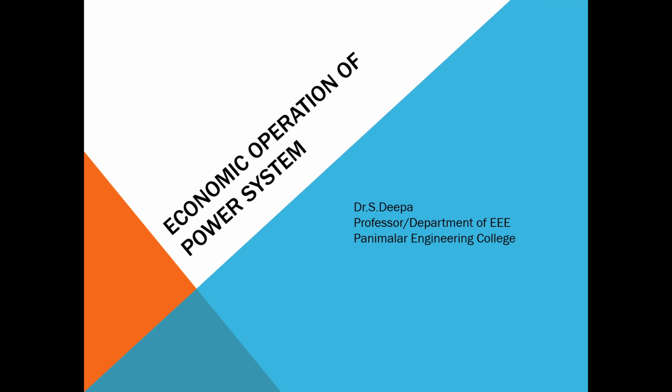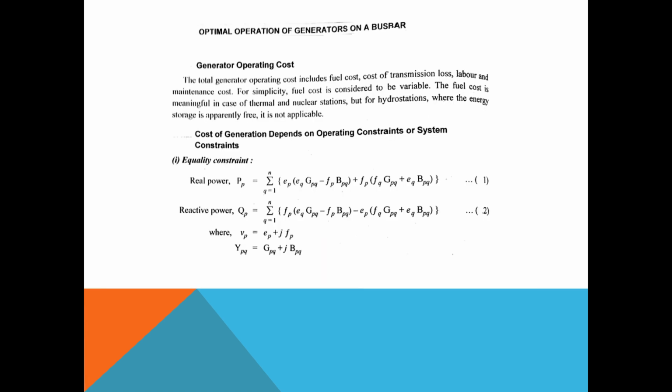In this video, we'll discuss economic operation of power system. In that, first discuss about optimum operation of generators on bus bar. In power system, the total operating cost includes fuel cost, cost of transmission loss, labor and maintenance cost. Actually, the fuel cost is considered for thermal and nuclear station, but it is not applicable for hydropower plant.